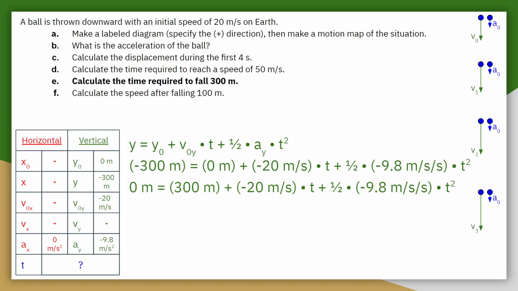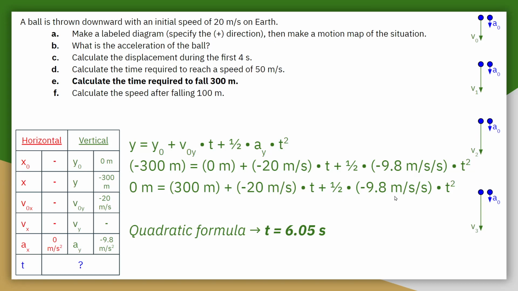Trying to solve for time this way will require us to either plug it into a calculator and plot it and look at the two x-intercepts, or we can go with the quadratic formula. Our time would be equal to our negative b term, which in this case would be the negative 20 meters per second, plus or minus the square root of b squared, that negative 20 meters per second squared, minus 4 times a, this 1/2 times negative 9.8 term, times c, that 300 term. All of that over 2a.